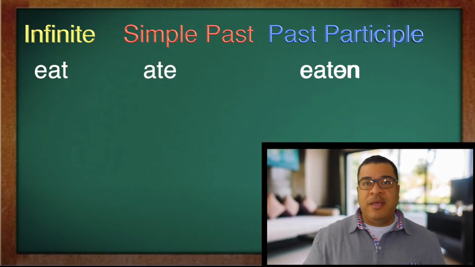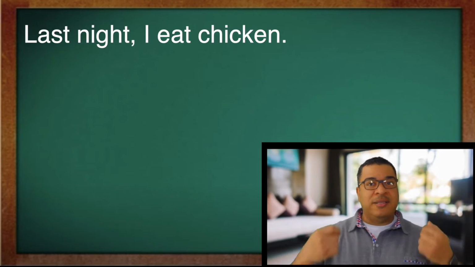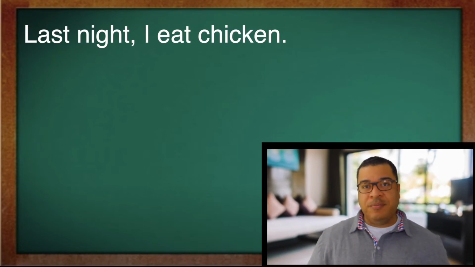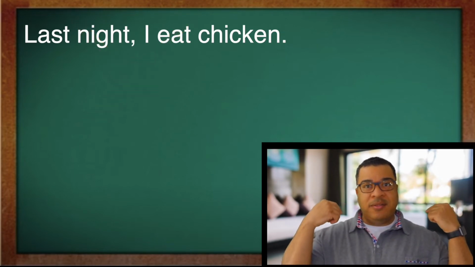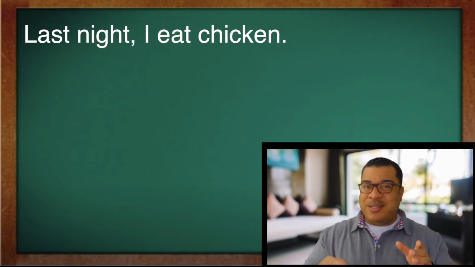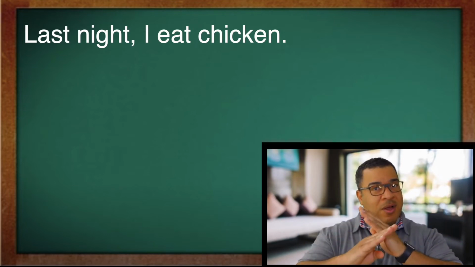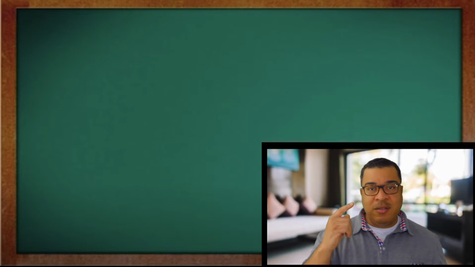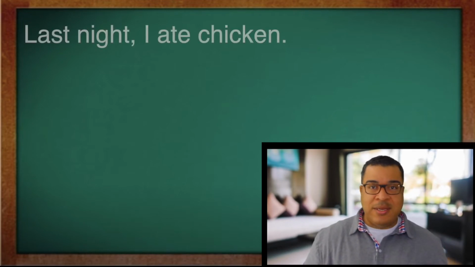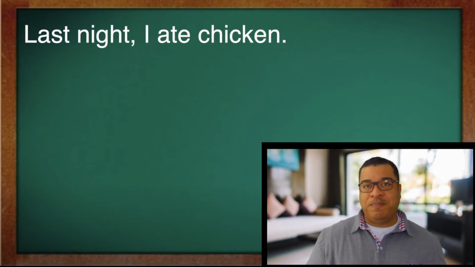For example, if I said to you, last night I eat chicken, that would be wrong because last night is in the past, but if I use eat, that's an infinitive, and that's wrong. So if we're talking about the past, we have to use the verb from the past. So last night I ate chicken.